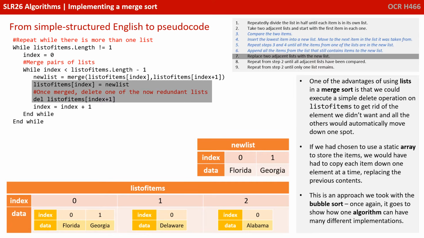One of the main advantages of using lists in a merge sort is that we could execute a simple delete operation on list of items to get rid of the element we didn't want, and all the others automatically move down one spot. If we'd chosen to use a static array to store items, we'd have had to copy each item down one element at a time, replacing the previous contents, and this is the approach we took with the bubble sort. Once again, it goes to show how one algorithm can have many different implementations.